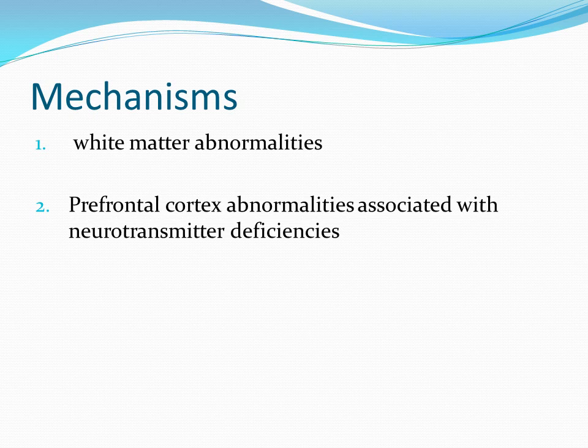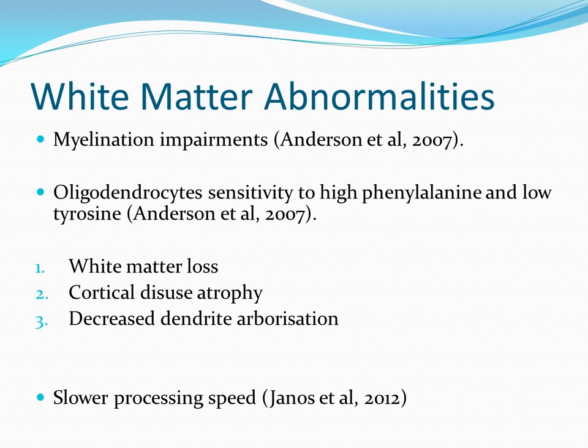Okay, so there are two different mechanisms by which PKU can affect the learning and behaviour of an individual. The first of these is white matter abnormalities, and the second is prefrontal cortex abnormalities. Okay, so first we'll take a quick look at some of the white matter abnormalities.